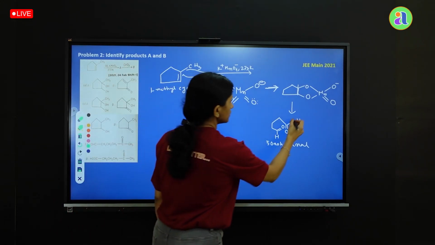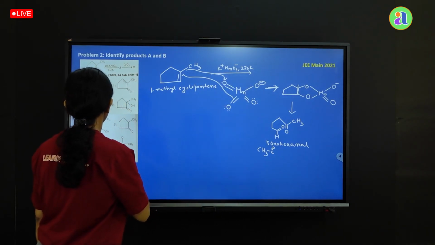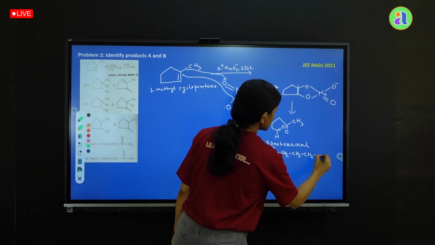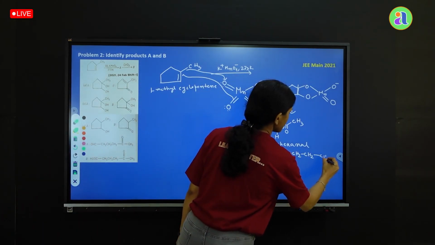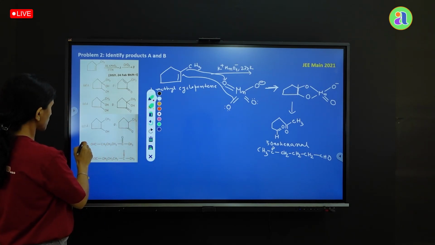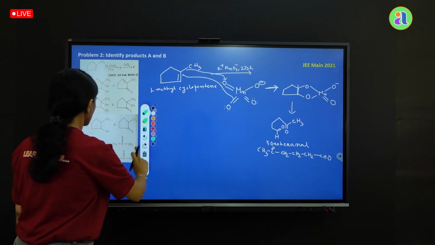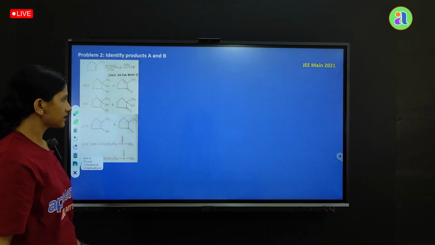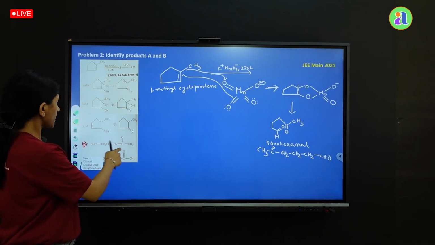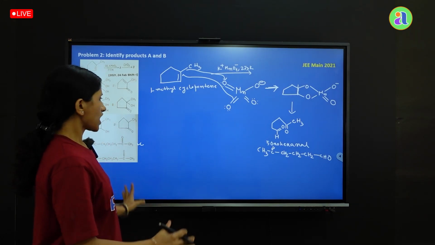Now, if you check the structure, you will see that this is nothing but CH3CO CH2 CH2 CH2 and CHO, right? Now if you look here, I'm just pointing out this one. There is a mistake, it should be D, right? This is option D, not C. So now if you check, you can see that this is nothing but this one, right? This is the aldehyde which has been formed in this reaction in the primary state.